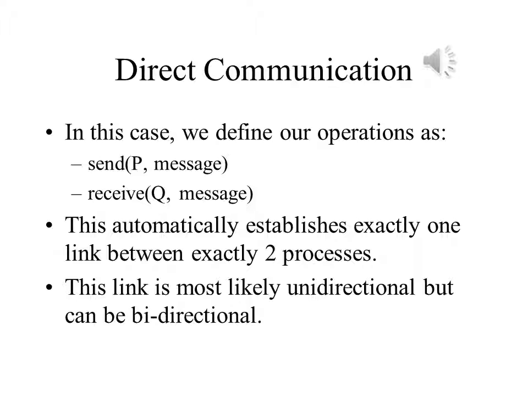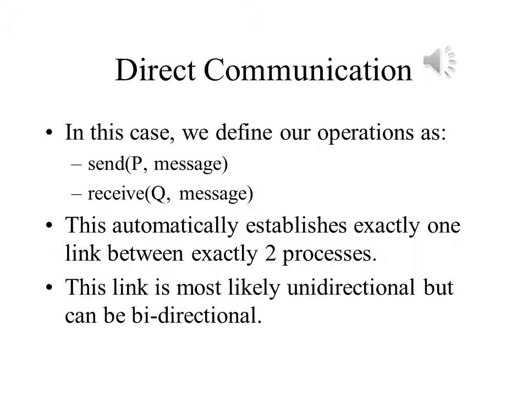In the case of direct communication, we assume that the sending process sends the message explicitly to a particular process by name or identification number, and the receiver receives a message explicitly sent to it by a process identified by name or number. Implicit in this discussion is that exactly one link is established between the two processes.